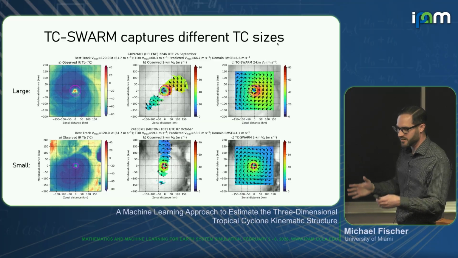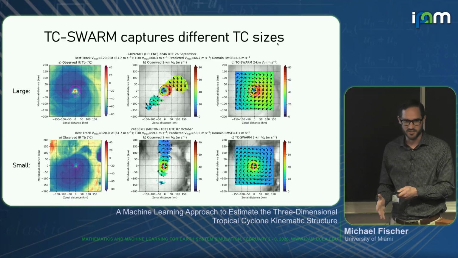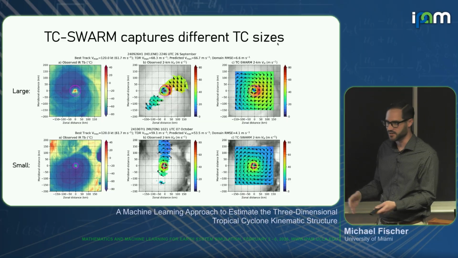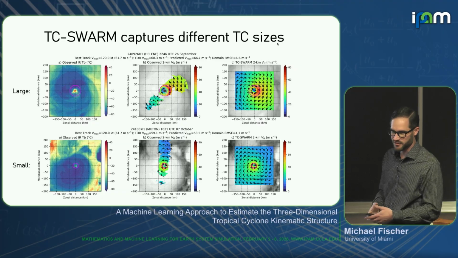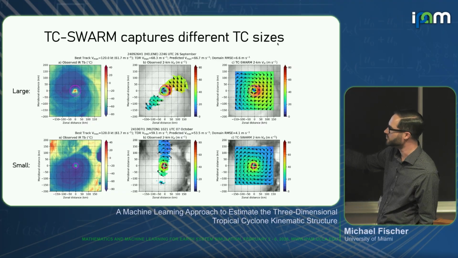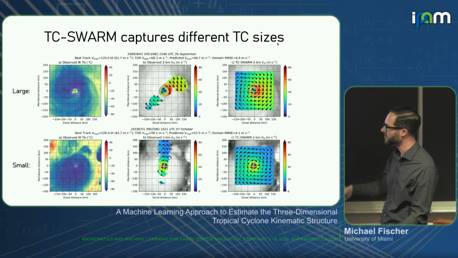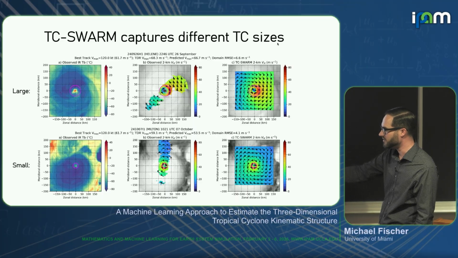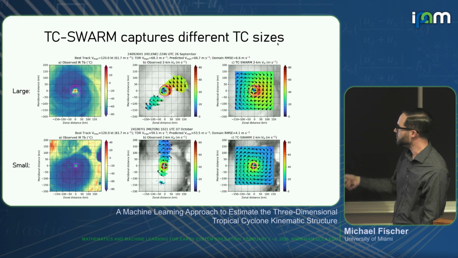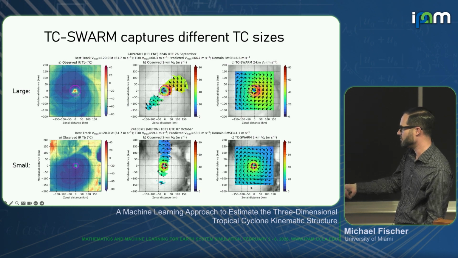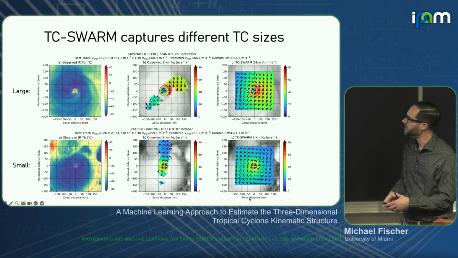It also, for a given storm intensity, does a pretty good job capturing relatively small storms versus relatively large storms. So the top is Hurricane Helene. This was a case of a very big storm, with a best track intensity of 120 knots. You can see a pretty broad wind field. And on the bottom is Milton, when it was also 120 knots, and you can see a much more compact vortex. The machine learning estimates reflect that as well, where Milton was much smaller and Helene was much broader.